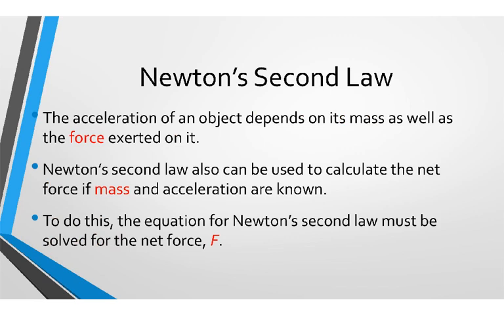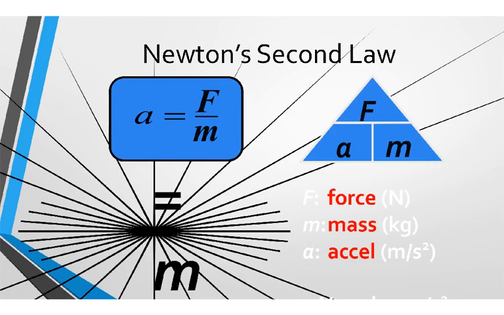The acceleration of an object depends on its mass as well as the force that's exerted on it. Newton's second law can also be used to calculate the net force if the mass and acceleration are known. If you do this, the equation for Newton's second law must be solved for the net force, or F. Typically, when I talk about net force, I'm probably going to put F and then in subscript net.